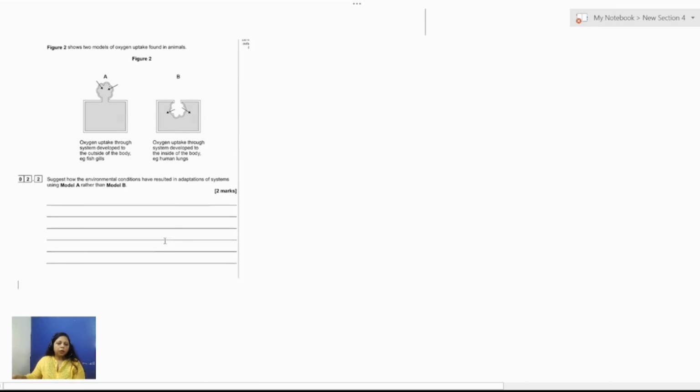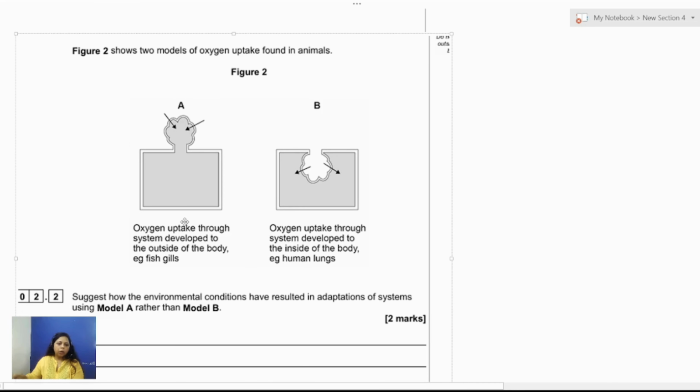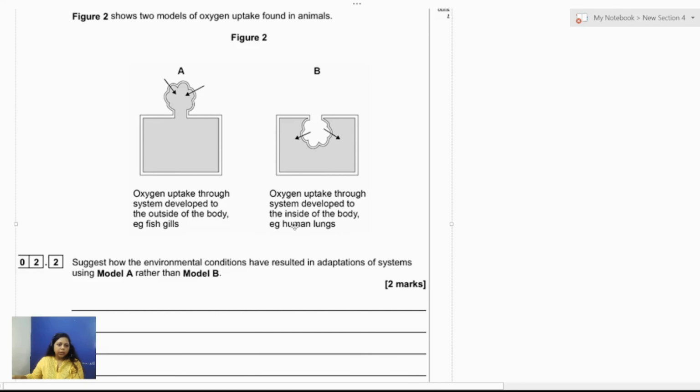Again, the next one: there is a diagram given, and there are two models. Let's discuss those models. One is oxygen uptake through a system developed on the outside of the body, for example fish gills, and the other relates to human lungs, that is alveoli. Suggest how the environmental conditions have resulted in adaptation of a system using model A and model B. Why is their structure different according to the environment in which they are living?